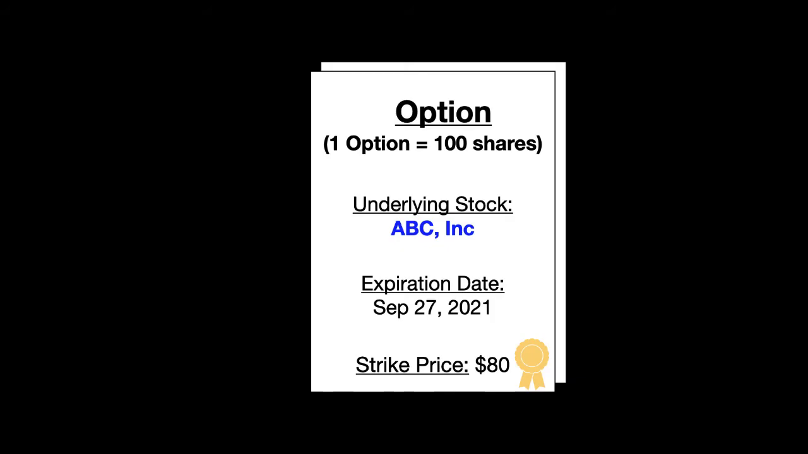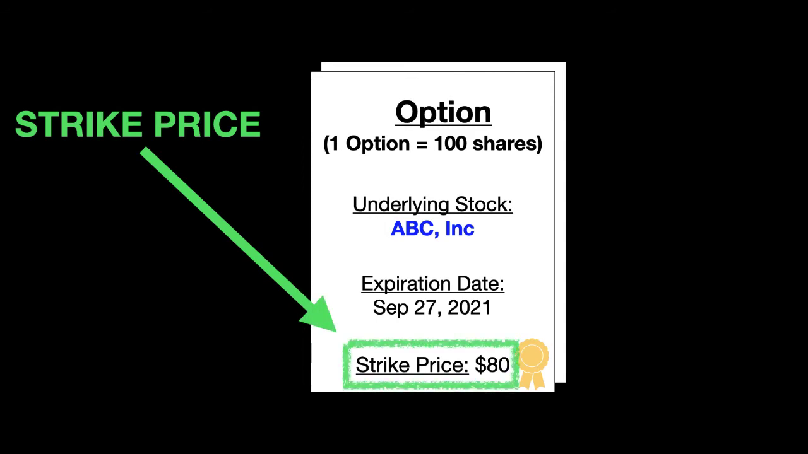The next term is strike price. When an option contract has a strike price, that's the predetermined price for buying or selling the underlying stock. So there's an actual dollar value assigned to that underlying stock that's a part of that option contract.